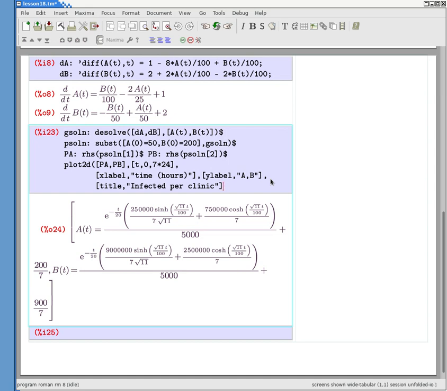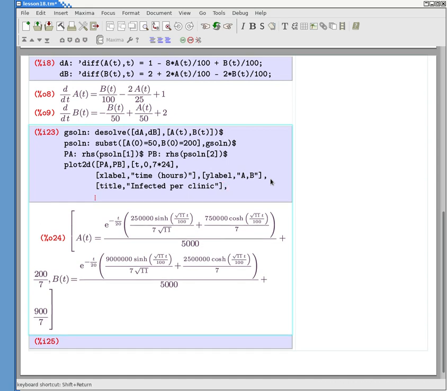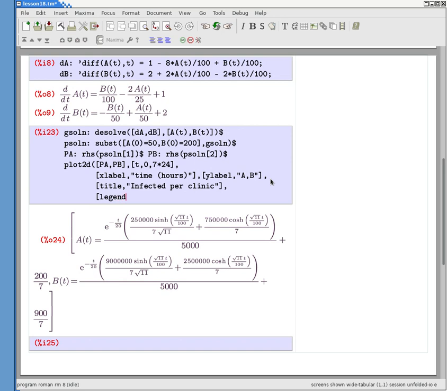And let us label each individual plot. So set up a legend. The first one will be called A, the second one will be called B. And this is what we really want. We would like to just get this plot to be able to ascertain the evolution of this system.